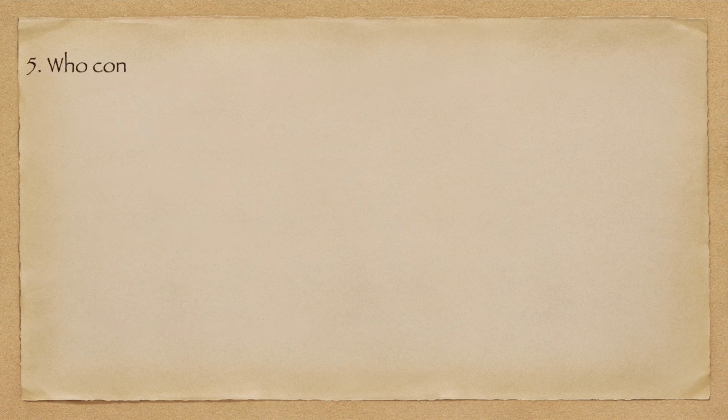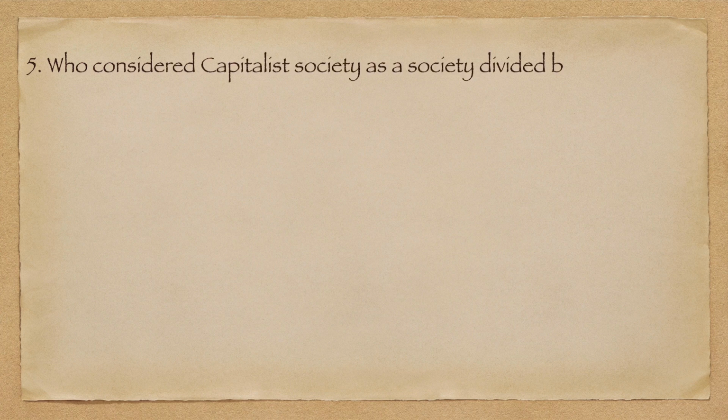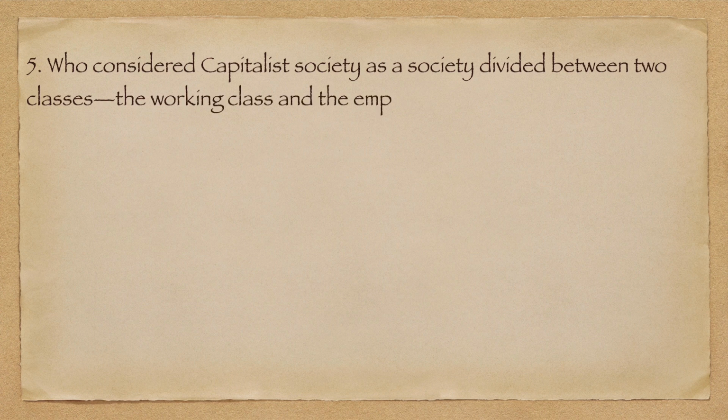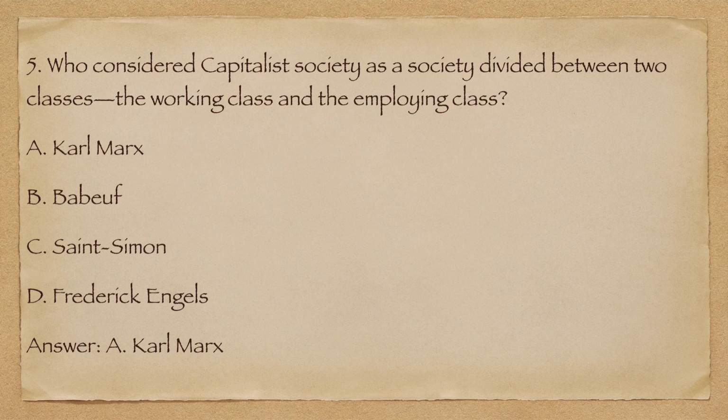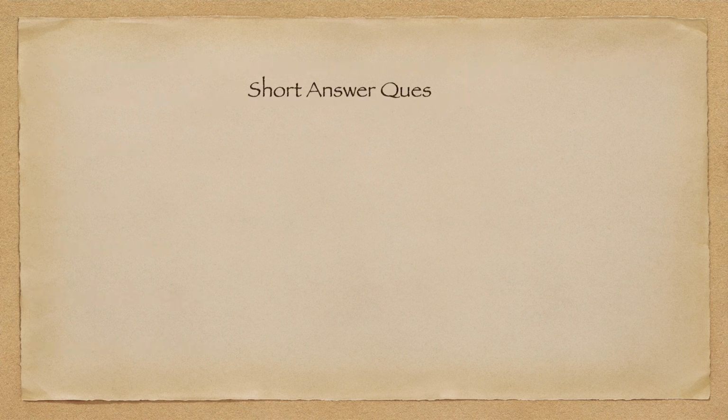5. Who considered capitalist society as a society divided between two classes, the working class and the employing class? A. Karl Marx. B. Babeuf. C. Saint-Simon. D. Frederick Engels. Answer. A. Karl Marx. Short answer questions.